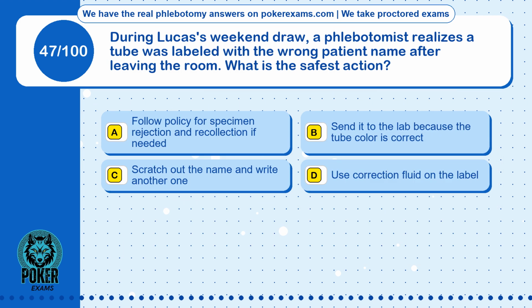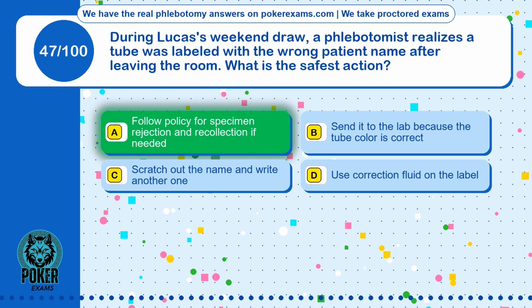Question 47. During Lucas's weekend draw, a phlebotomist realizes a tube was labeled with the wrong patient name after leaving the room. What is the safest action? Option A, follow policy for specimen rejection and recollection if needed. Option B, send it to the lab because the tube color is correct. Option C, scratch out the name and write another one. Option D, use correction fluid on the label.